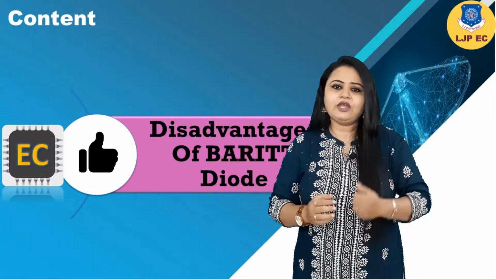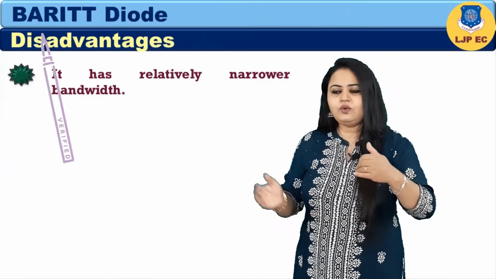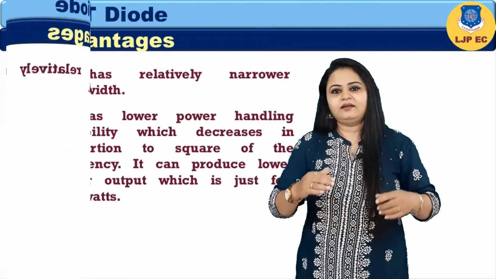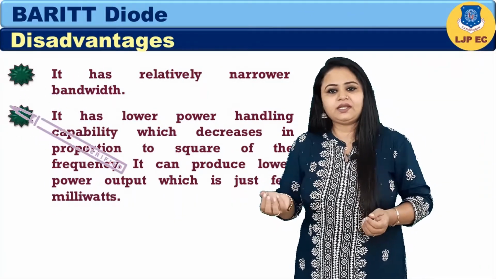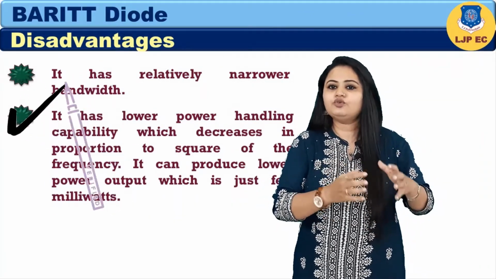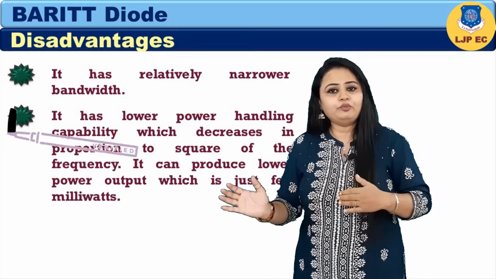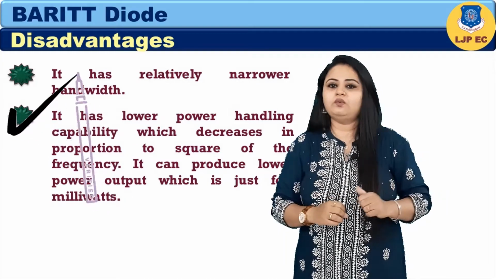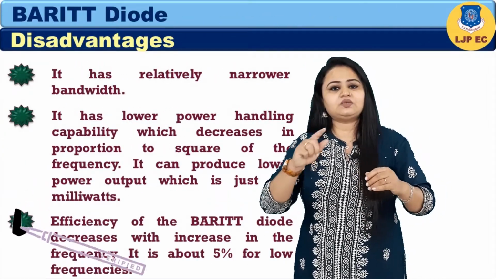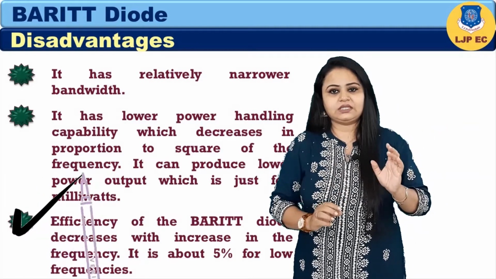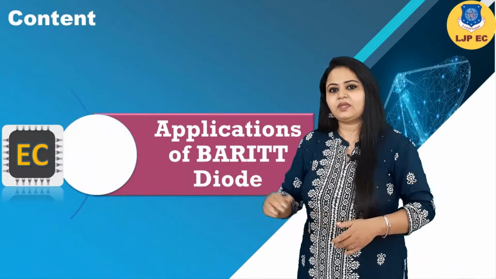Disadvantages of Barrett diode include that it has relatively narrower bandwidth. It has lower power handling capability which decreases in proportion to the square of the frequency. It can produce lower power output which is just a few milliwatts. Efficiency of Barrett diode decreases with increase in the frequency. It is about 5% at low frequency.